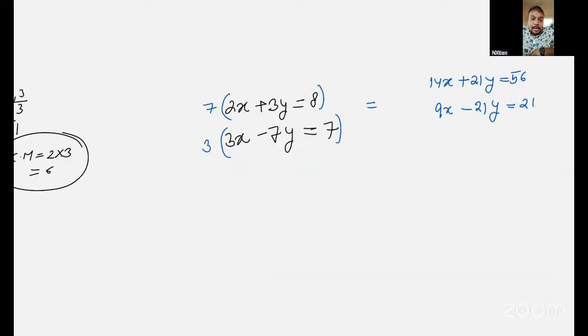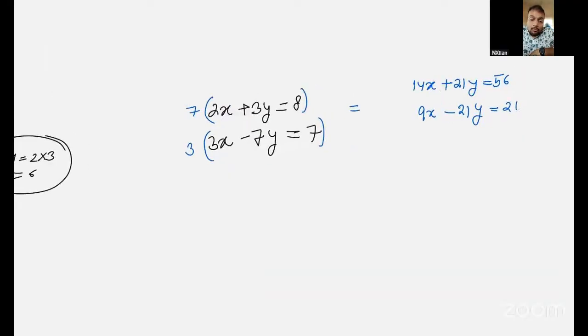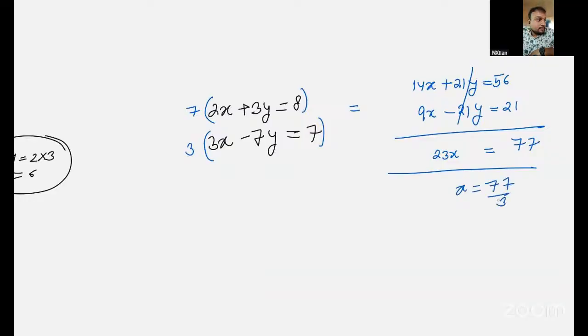Okay, now the signs are already different, so we don't have to subtract it, we don't have to change the sign. We'll simply solve this. So this is plus 21y and minus 21y, it will cancel. 14x plus 9x will be 23x, and 56 plus 21 is basically 77. So I got the x value as 77 upon 23. Yeah, 23.